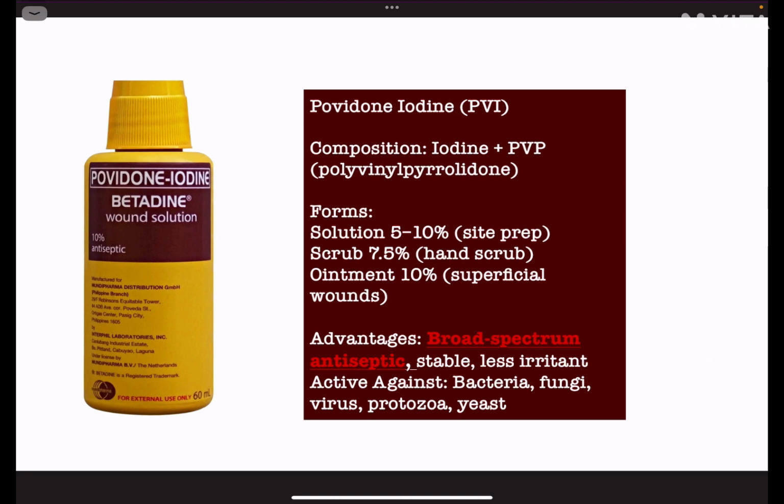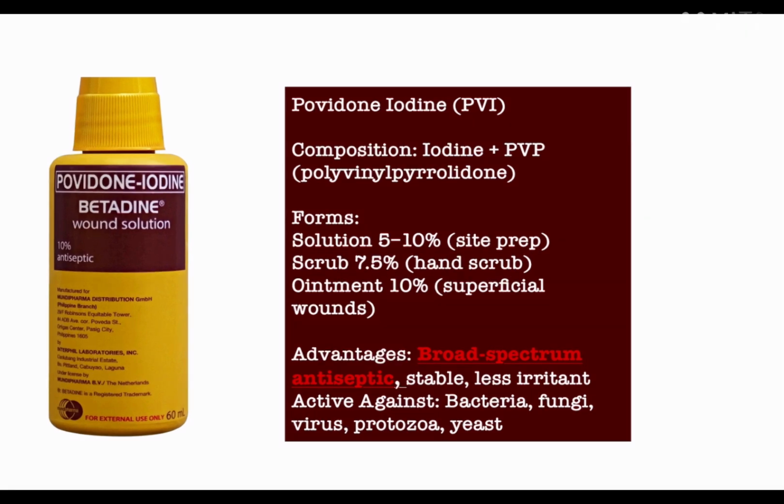Now, iodine in itself is non-soluble and has irritant property. Here the iodine and povidone. Povidone is carrier molecule. Iodine is the bactericidal agent. It has a name, polyvinyl pyrrolidone iodine. Povidone iodine comes in three forms, that is solution, scrub and ointment.